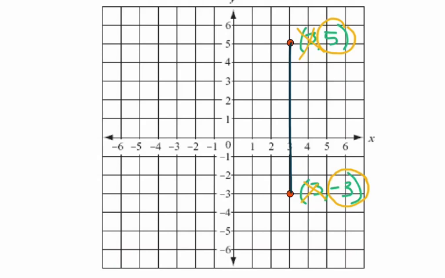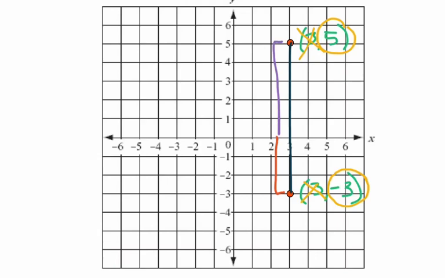So (3, 5) tells us that this point is 5 away from the x-axis. And (3, -3) tells us that this is 3 below the x-axis.